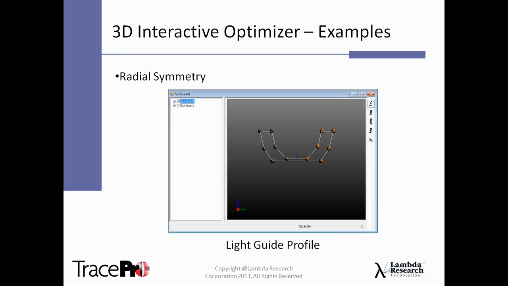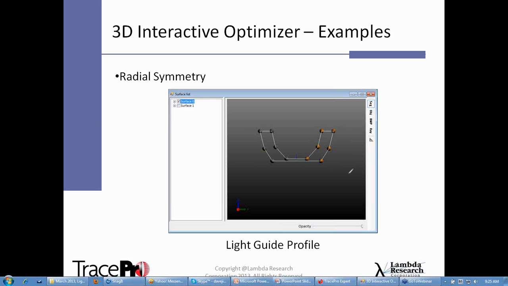Well, now let's take a look at a couple examples of different types of geometries that we can do using this 3D interactive optimizer. The first we'll look at is radial symmetry. And in this case, we define our profile. Now, because this is symmetric, any of the points we place on this side of the axis are mirrored over here. So we just really are defining one side of our profile, and then that's mirrored across the axis.